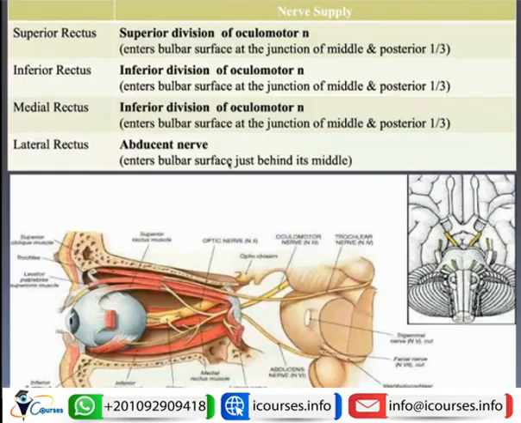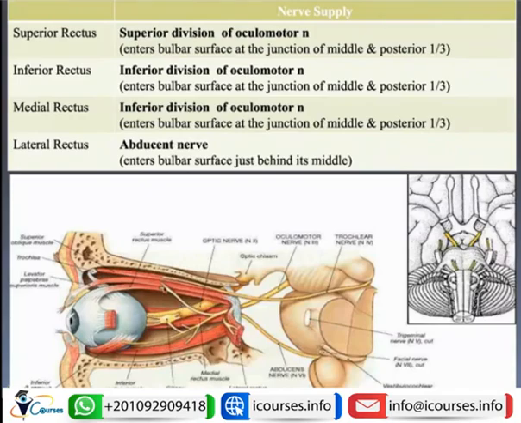Now we will talk about the nerve supply. So what is the nerve supply of the recti muscles? The superior rectus, the inferior rectus, and the medial rectus, all of them take nerve supply from the oculomotor nerve. The oculomotor nerve will enter the orbit from within the annulus of Zinn and divide into a superior branch and an inferior branch.